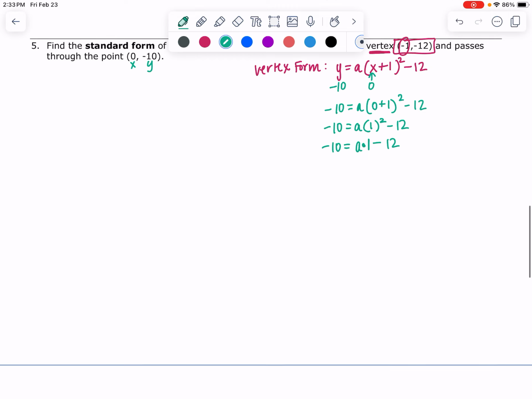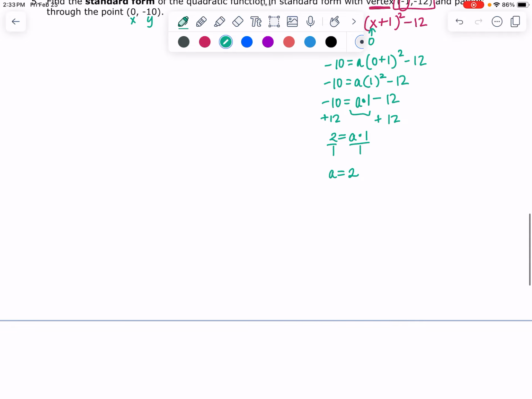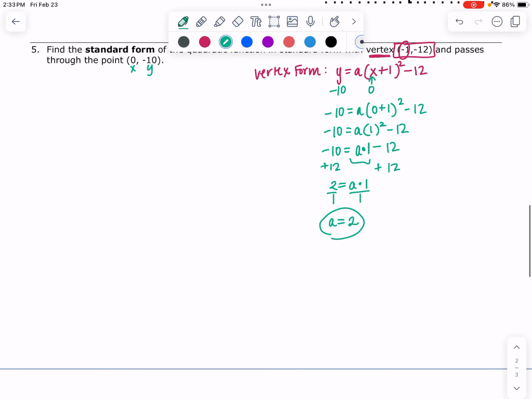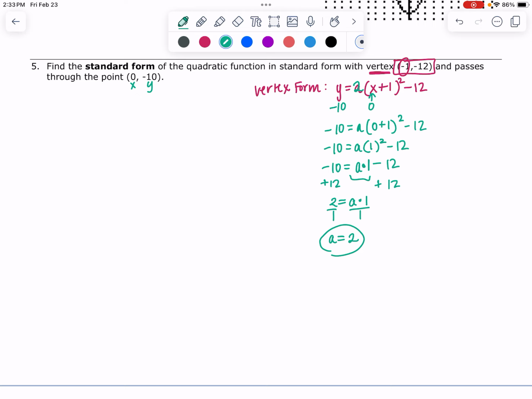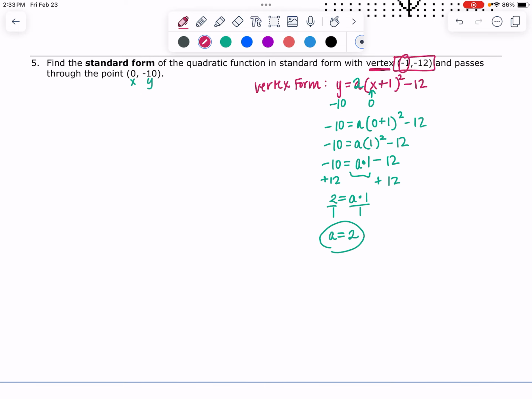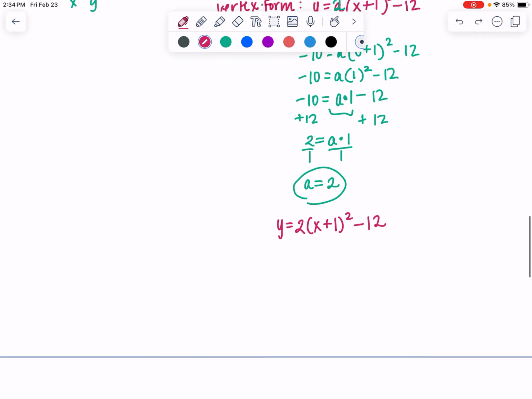Okay, so we're trying to isolate the a term, so we need to add the 12 to both sides, which would give me 2 equals a times 1. Then you can divide by the 1, so a equals 2. And so I know my vertex form has a 2 for the a value. And so now it looks like this. And then we can convert it to standard form.